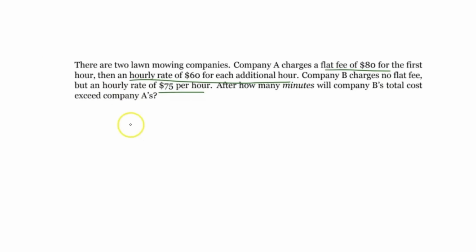exceed Company A's? So let's first write some equations. So we have Company A and then Company B. Company B's equation is pretty straightforward.